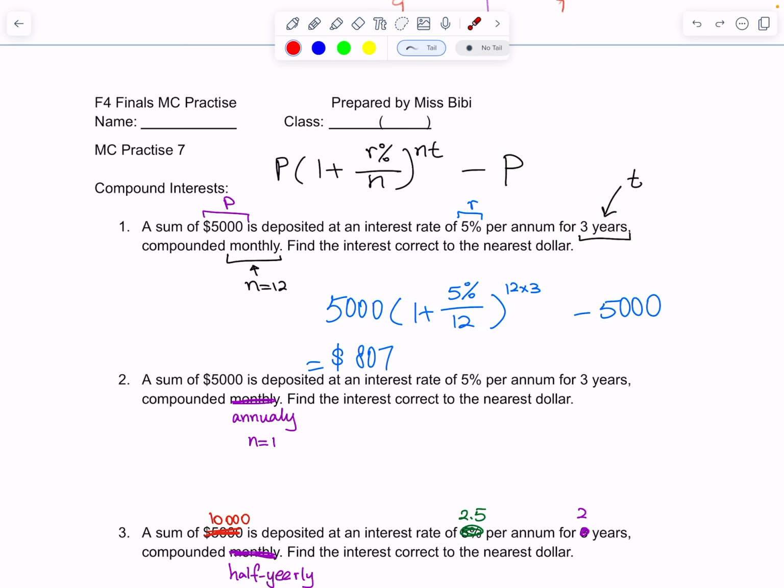So for example, this one, we have P as 5,000 first, bracket, 1 plus the rate over monthly, and then just do 12 times 3. When you do the power, they automatically give you the open bracket. So if you want to click calculator directly, don't forget the close bracket there and the minus 5,000. You can click everything in one go and you'll get it as 807 point something something something. But you need to correct to the nearest dollar. That means no decimals. So just 807.